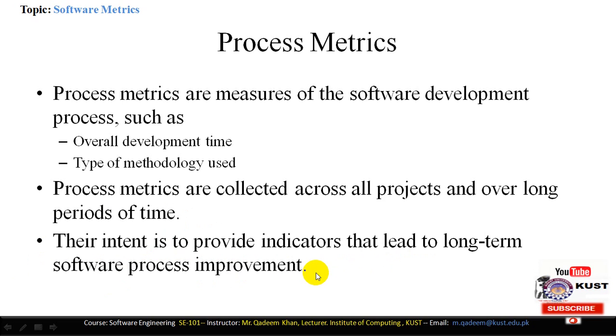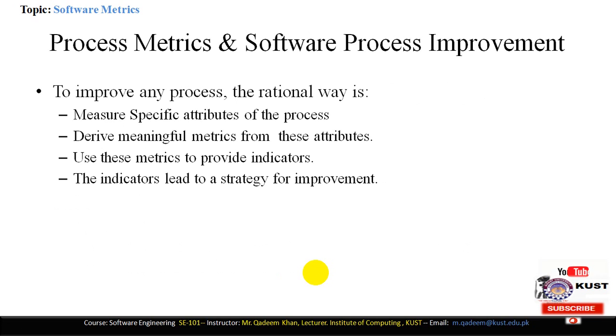So once we have a process and we have performed some measurements from that process, we can use that measurement in future processes as well. And these will act as indicators for us in long-term software development. Process metrics and software process improvement: basically, process metrics are used in the improvement of our software processes.